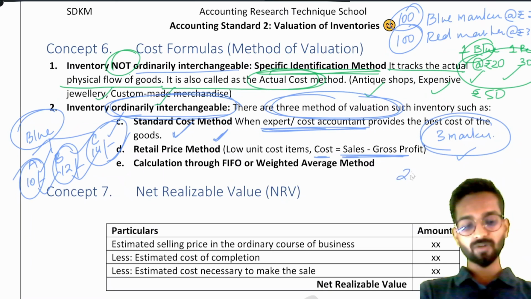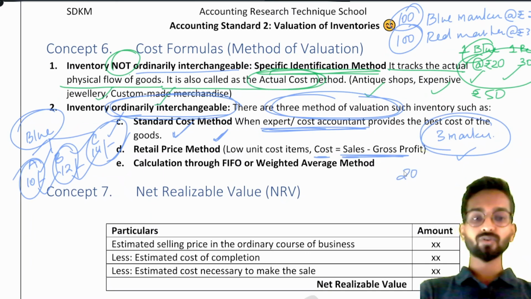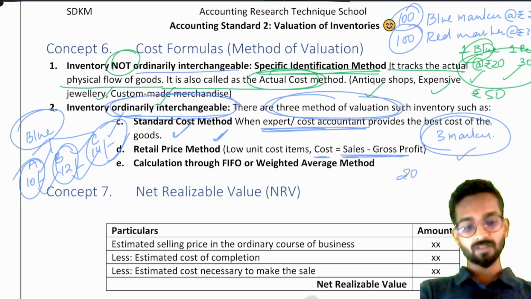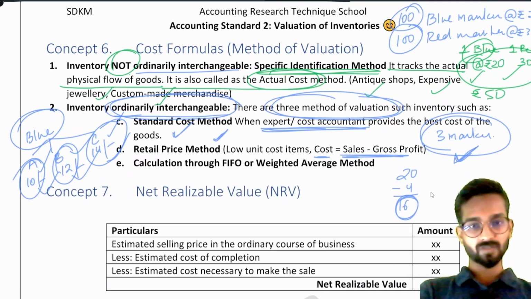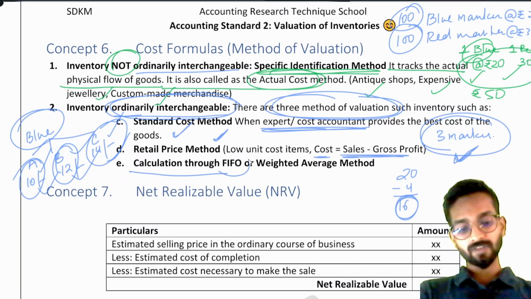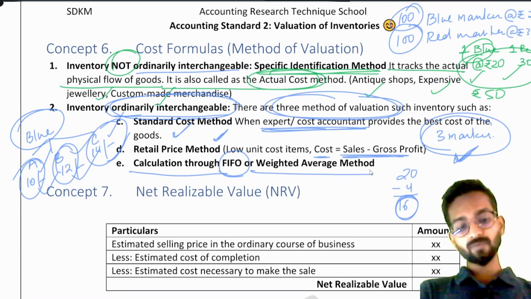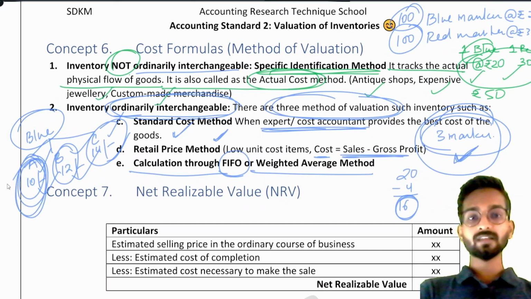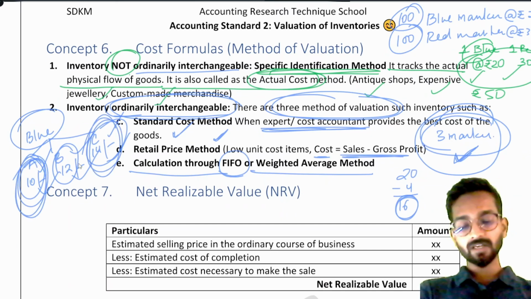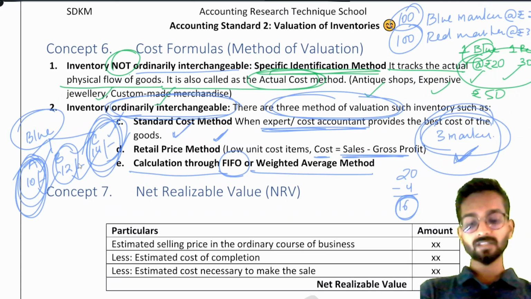Suppose you sell the marker at 20 rupees, and you know that your gross profit is 20%, so it will be 4 rupees. It means the cost for each marker will be 16 rupees, or calculate through FIFO or weighted average method. What is it? One student will say, sir, you can charge all three markers at 10 rupees only. Another is saying you can charge all at 14 rupees. The third one is saying take out the average and charge the average price.